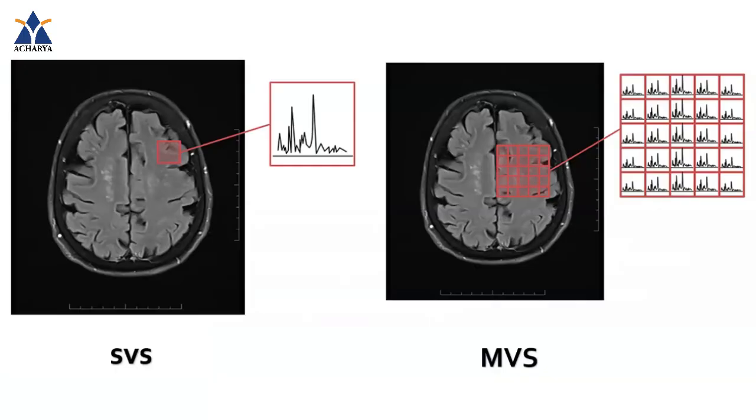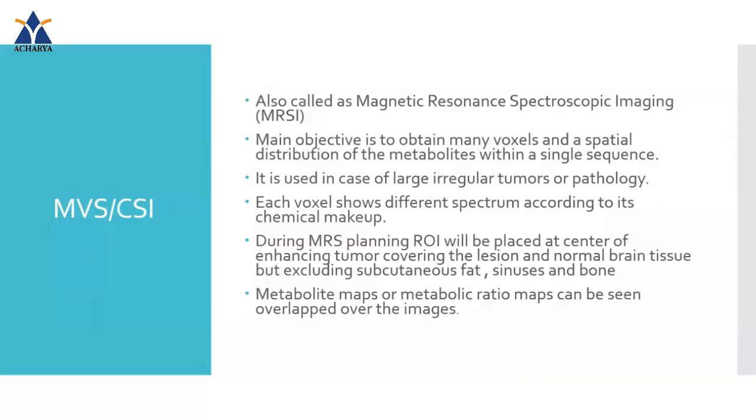And in multi-voxel spectroscopy, you get a number of voxels, and each voxel represents a different spectrum according to the chemical makeup of that tissue. During MR spectroscopy planning, your ROI will be placed at the center of the enhancing tumor, covering the lesion. In multi-voxel spectroscopy, half of the voxels should cover your lesion, and the rest should cover normal tissue for comparison. We have to exclude subcutaneous fat, sinuses, and bone because of interference from fat signal. And for water, we have already studied that we use CHESS and inversion recovery technique.